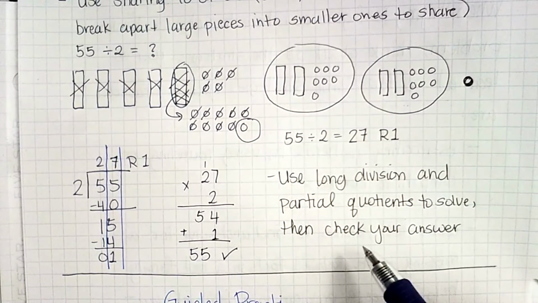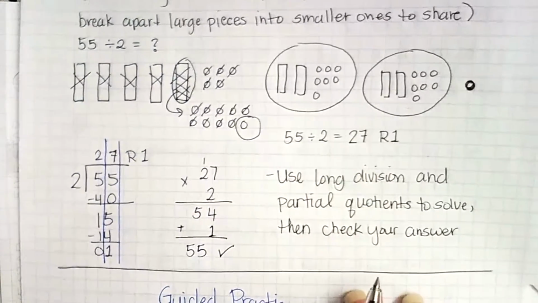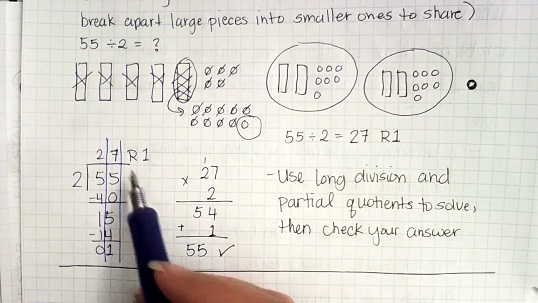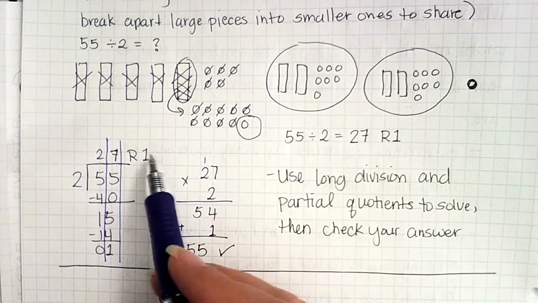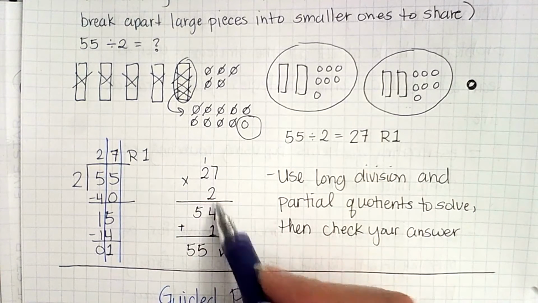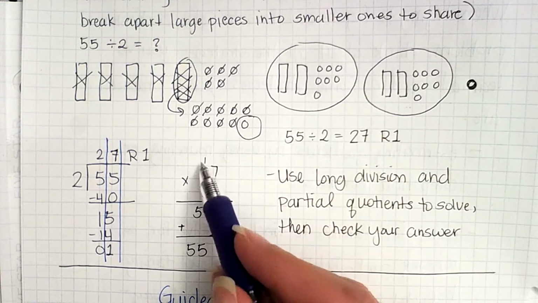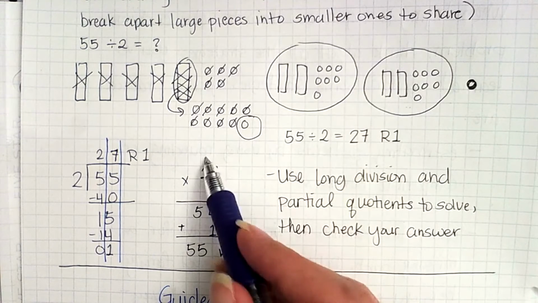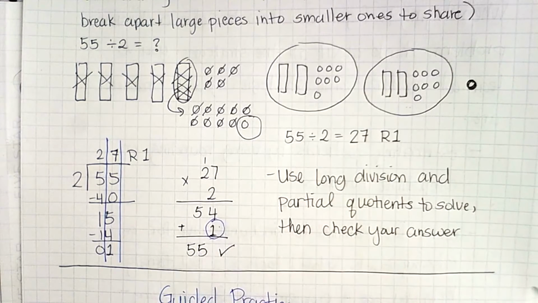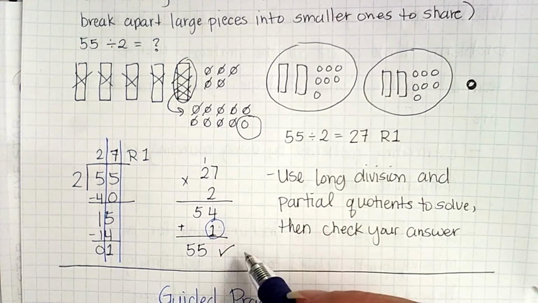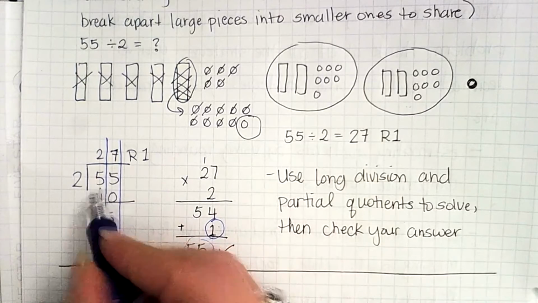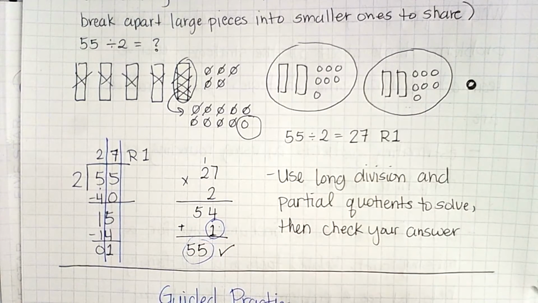Now I can check my answer by doing the inverse operation. Remember, inverse means opposite. So if I was dividing, the opposite is going to be to multiply. So I need to multiply that 27 times 2, and then I need to add that 1 to my answer to figure out what my whole number is. So 27 times 2, 2 times 7 is 14. I put the 4 here and I carried the 1. 2 times 2 is 4, plus 1 more is 5. That gave me 54. Then I had to add my remainder. Remember, you have to add the remainder back in. 54 plus 1 more gave me 55. So now that I saw that my answer here was the same as the number that I started with, I knew that my work was correct.